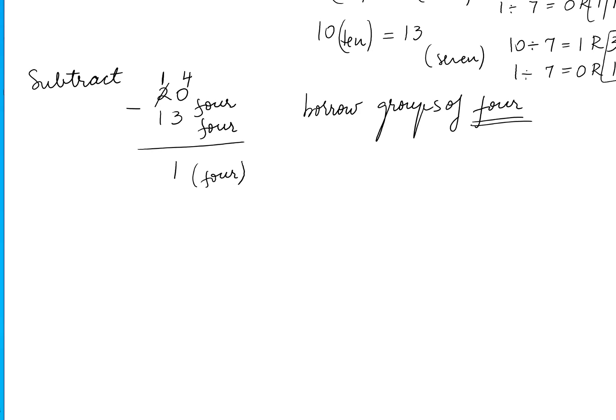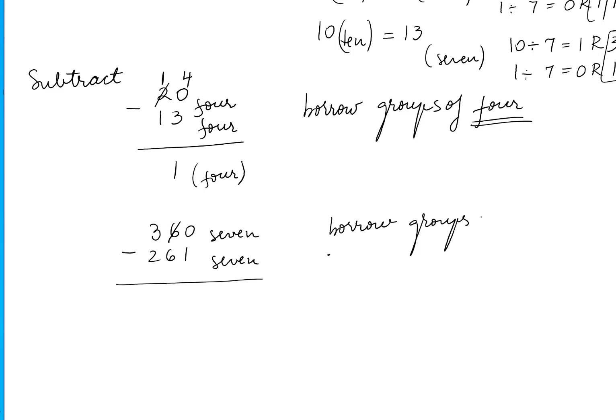Let's do one more subtraction. Let's say we have 360 in base 7 minus 261 in base 7. So again, 0 minus 1, well, we can't do that. So we have to borrow from here a group of 7. We have to borrow groups of 7 because that's the base. So this becomes 5 and this becomes 7. 7 minus 1 is 6.